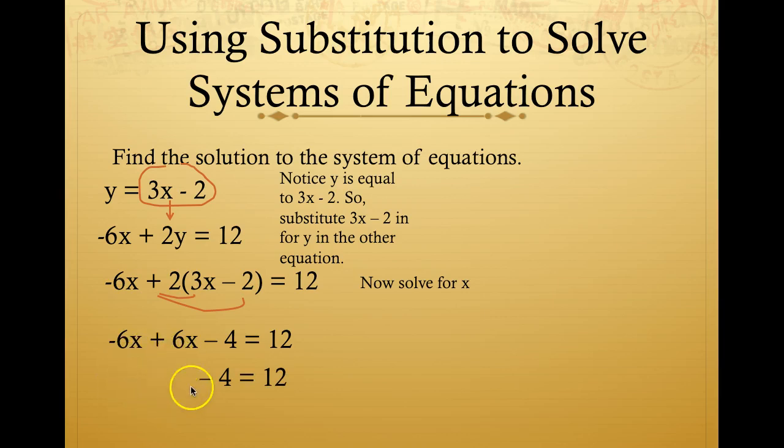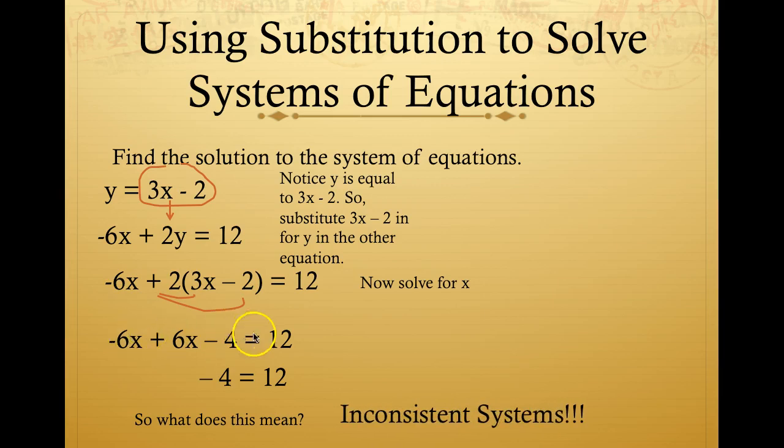In this situation, we have also eliminated our x's. But in this problem, negative 4 does not equal 12. So this is not a dependent system. What this means is we have an inconsistent system. So when you eliminate your x's and you end up with something that is not true, you have an inconsistent system. What that means is these two lines will be parallel.